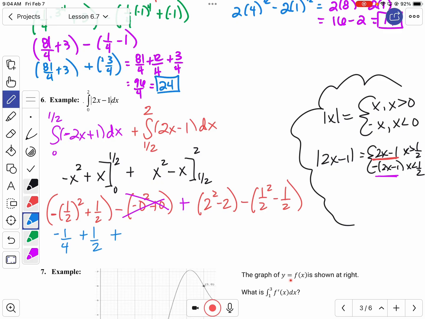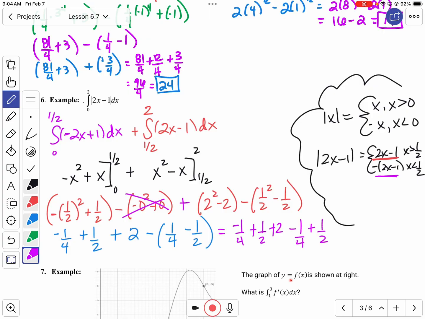2 squared would be 4, minus 2 would be 2. Okay. Minus, I'm going to keep this one in parentheses for just another second. 1/2 squared would be 1/4 and minus 1/2. Okay. Now, if I distribute that negative into that last parenthesis, we're going to get a negative 1/4 plus 1/2 plus 2 minus 1/4 plus 1/2. Okay, I did it on purpose. All right, I left it all fractions for a second on purpose.